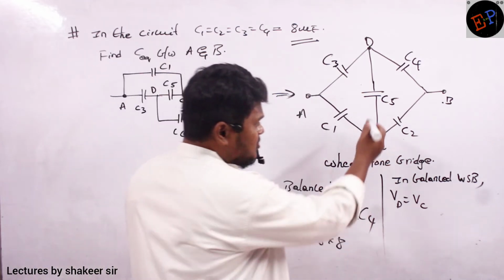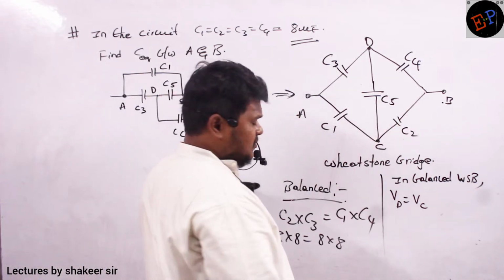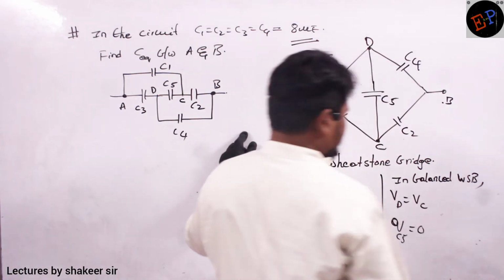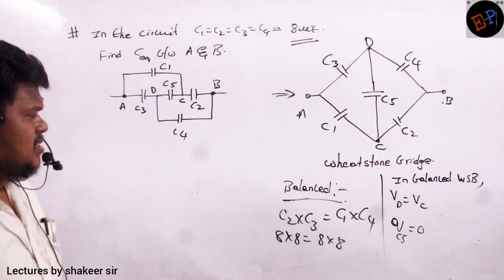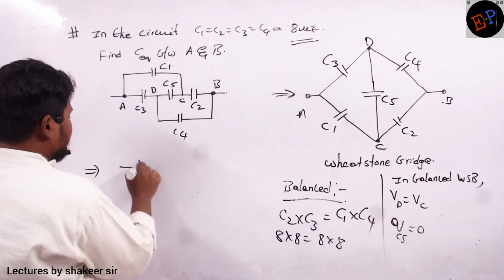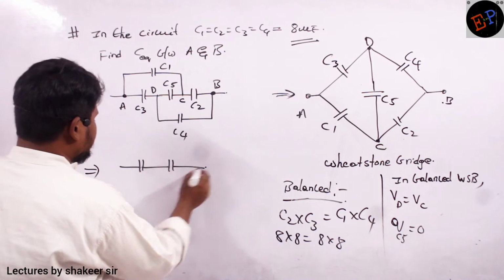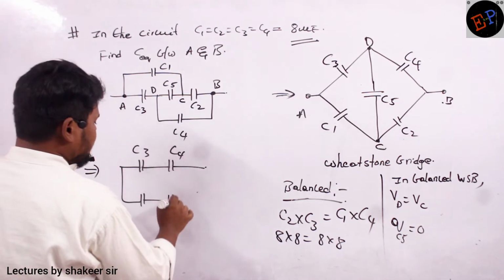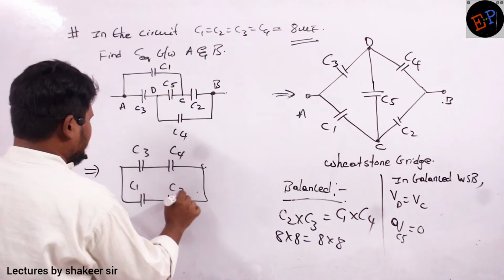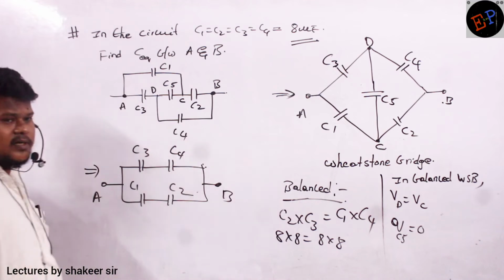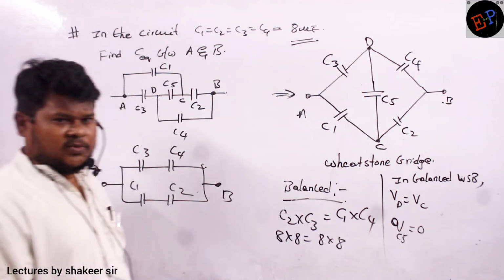It means the charge stored in C5 is 0. No charge. If there is no charge, then how can I redraw this circuit? I can say that C3 and C4 are in series connection, and C1 and C2 are also in series connection. And these two branches are connected in parallel. I can write it like this, no? Are you able to understand?